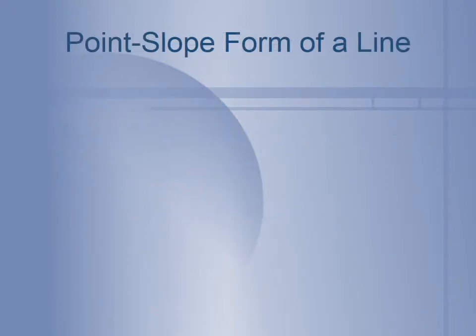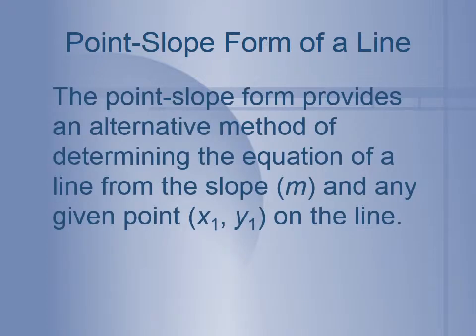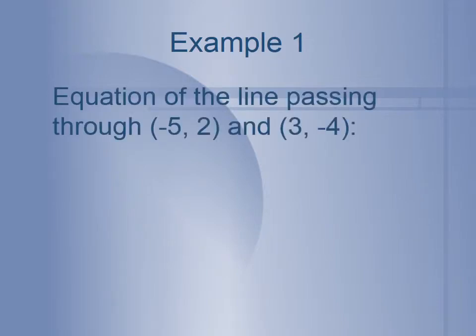Okay, so how do we use the point-slope form of a line? Well, let's talk about it. The point-slope form provides an alternate method of determining the equation of a line given the slope and the point. Remember, when we were previously given the slope and the point, we had to use the slope-intercept form and solve for b and then rewrite the equation. So instead of having to do all those steps, we can use the point-slope form, and it saves us a little bit of time. Okay, so let's look at an example.